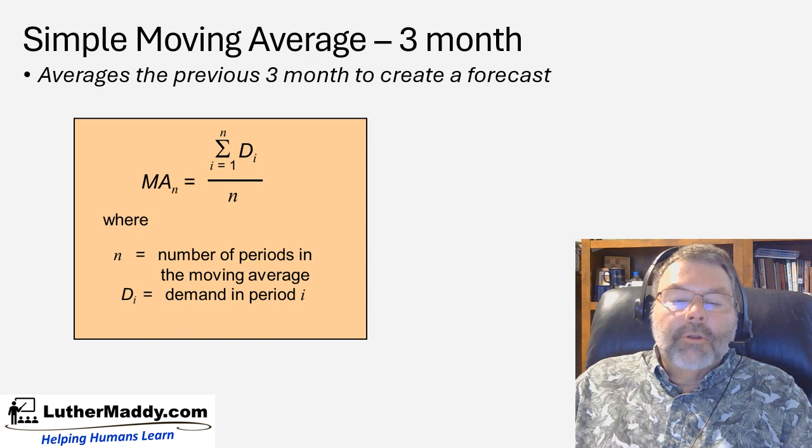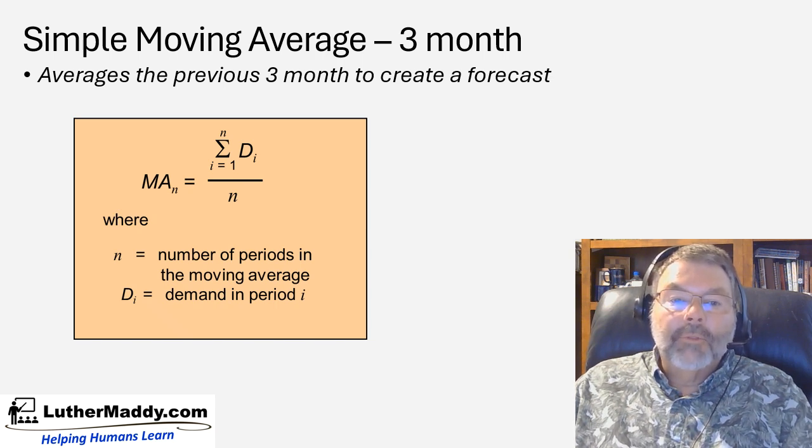Now we're going to go ahead and talk about a simple moving average, a 3-month moving average. So in this case, we just are going to take the previous 3 months' demands or sales, we're going to average those, and that becomes the forecast for the next month. That helps smooth out some of the errors that we saw with a naive forecast. And there you have the official formula. You sum up the demand for the number of periods, in this case 3, you divide by 3, and you create a very simple moving average.